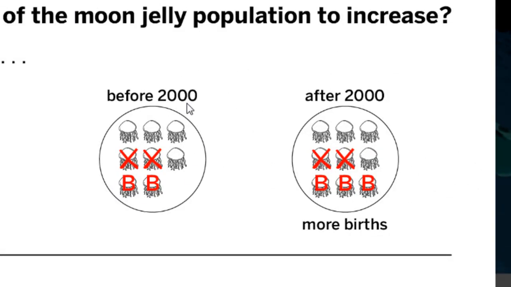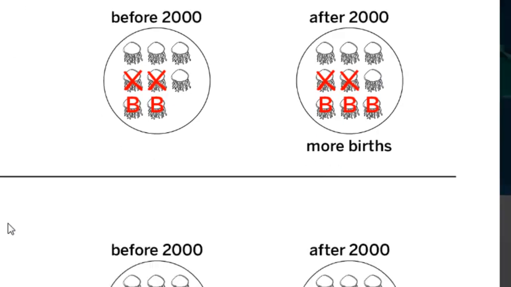So we have our physical model. Before 2000, we had 8 jellyfish organisms on the page. They crossed off 2 of them with an X to indicate that they died. And these 2 with a B reproduced. And overall, that maintains the population. 2 births, 2 deaths, the overall population doesn't change. But after 2000, we now have 3 births compared to 2 deaths, which would cause the jellyfish population to increase. So now we see 9 overall jellyfish.